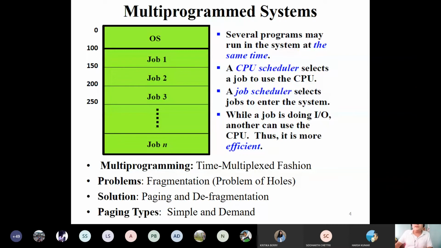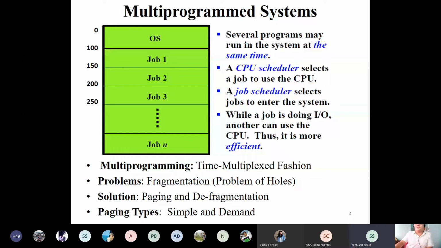Now in case of simple paging, all 10 pages have to be loaded into the blocks and then the execution is initiated. Whereas in case of demand paging, out of 10 pages, suppose only 5 pages are required to begin the execution. In that case, only 5 pages will be loaded. So this is how paging works, and paging is a memory management technique. There are two types: simple paging and demand paging. I hope I have made it clear. Somebody please respond if there is any doubt. Can we move ahead?